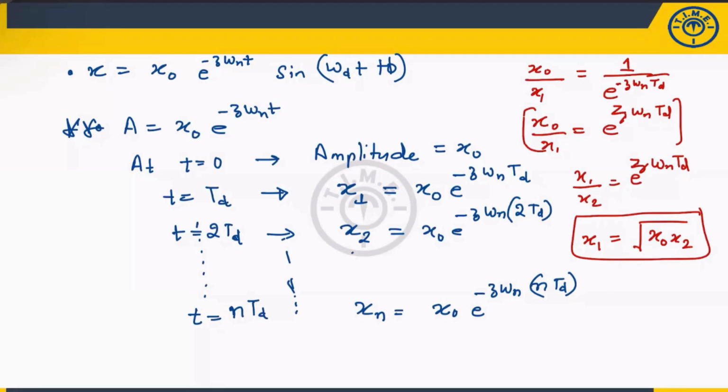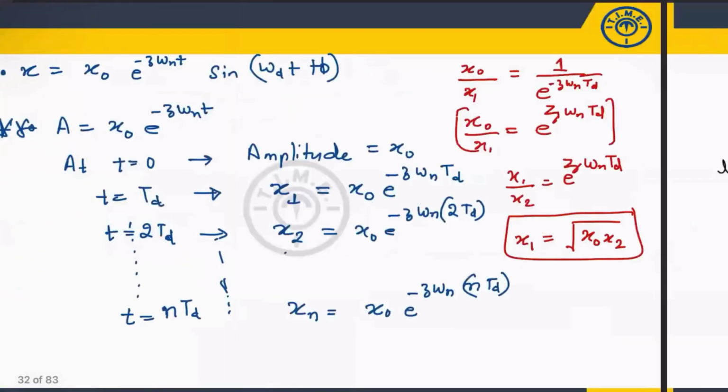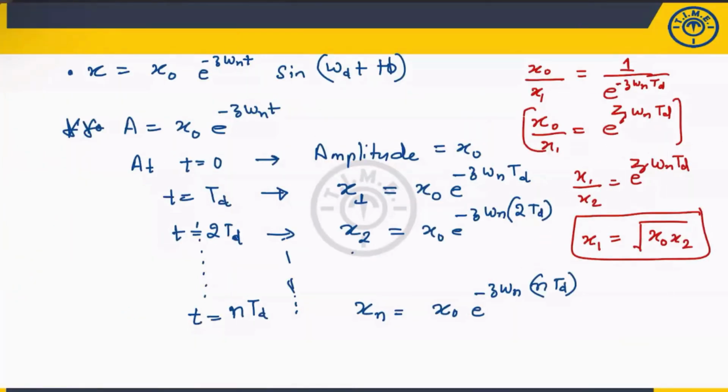So if you take the logarithm of this, what will we get? Zeta omega n td. This is called the logarithmic decrement. Same thing I have mentioned here. So this is for n cycles. Let me write first of all the single cycle. So for the logarithmic decrement, let us suppose I take the first equation. Can I take log of x0 by x1 is equal to zeta omega n td? Nothing else I have done. I'm just taking the logarithm.